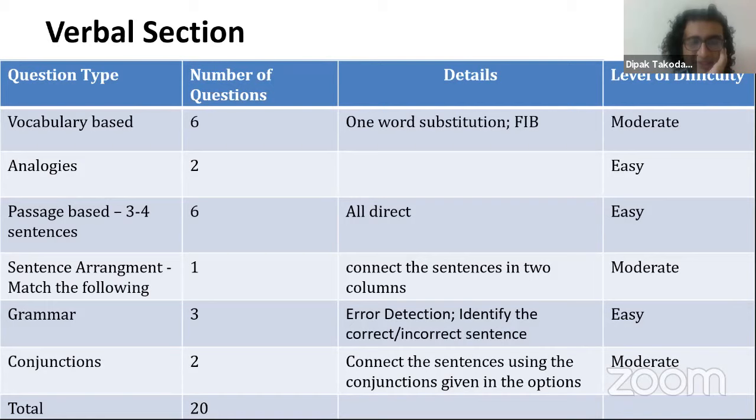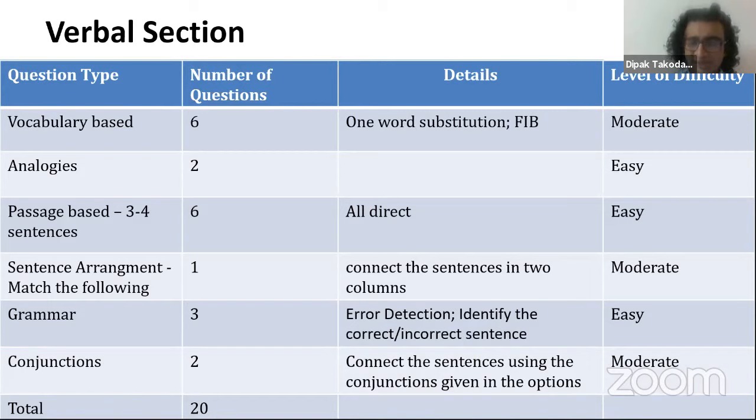6 questions of vocabulary, 2 questions on analogies, 3 to 4 short passages, those were 3 or 4 sentences long, which had 6 questions. Sentence arrangement in form of match the following, which had 1 question, 3 questions on grammar, and 2 questions based on conjunction. So overall, what I'd say is the verbal section was fairly easy if you don't end up giving time in sentence arrangement or certain conjunction based questions. And an ideal attempt for this section would have been around 15 questions.